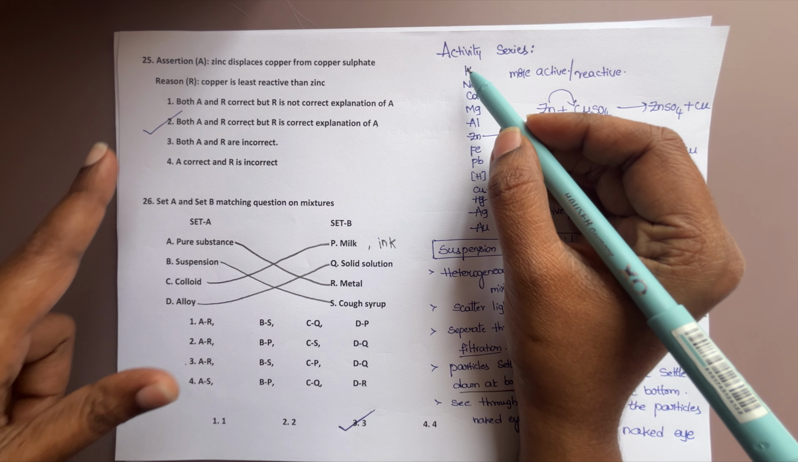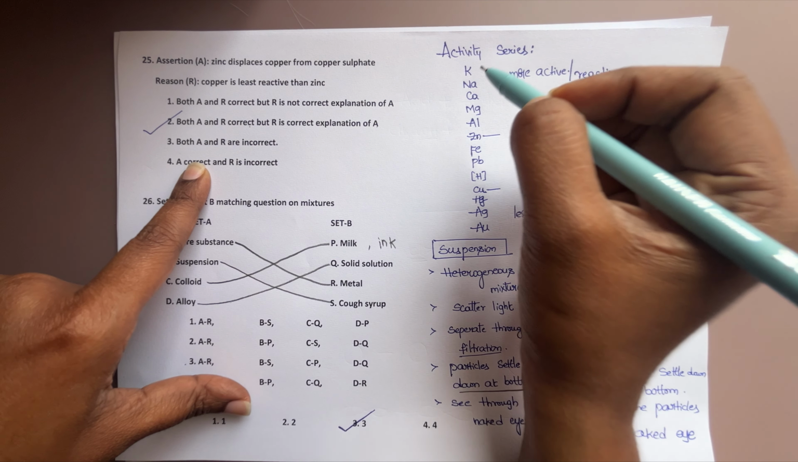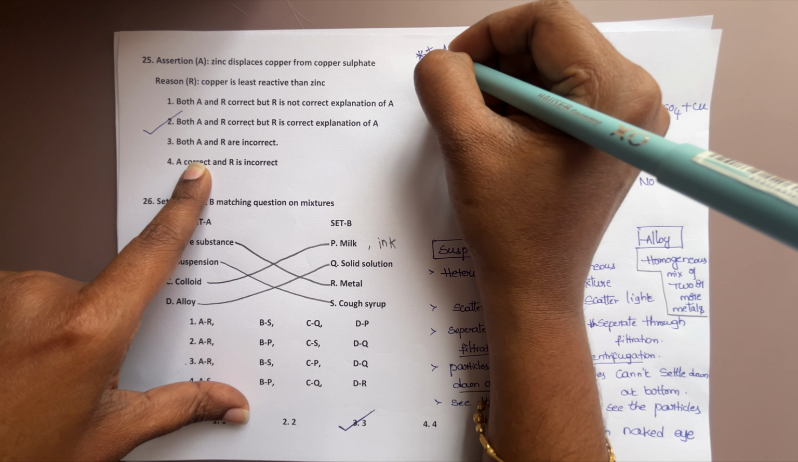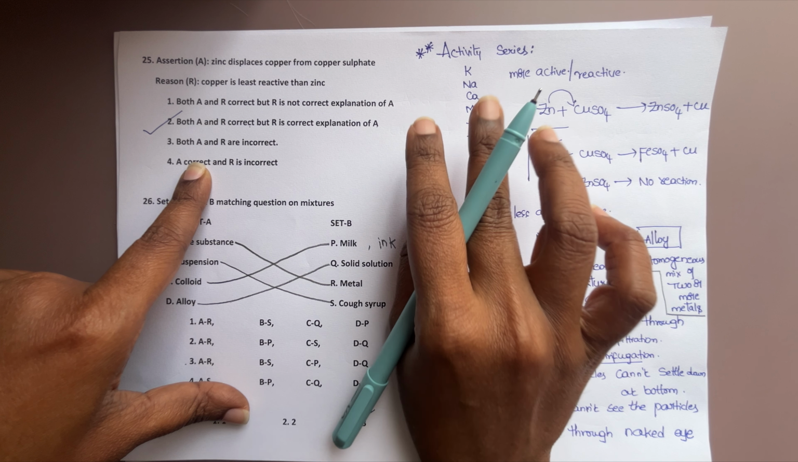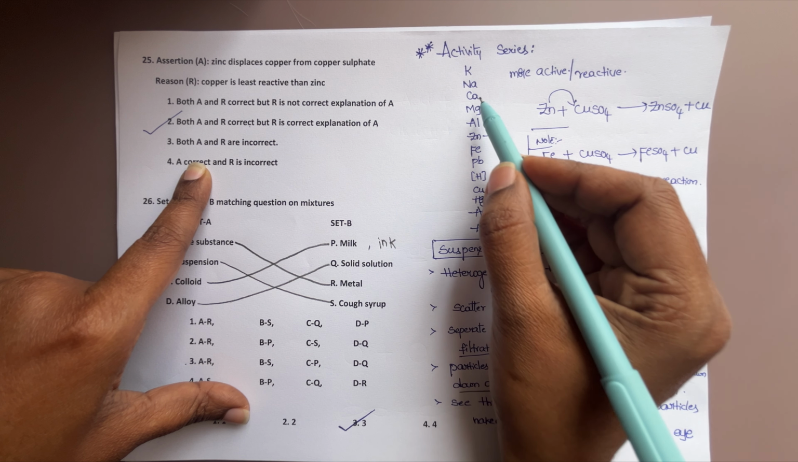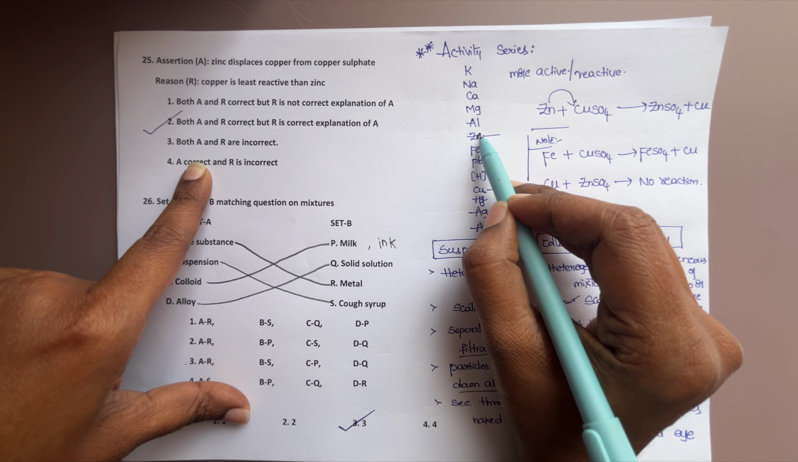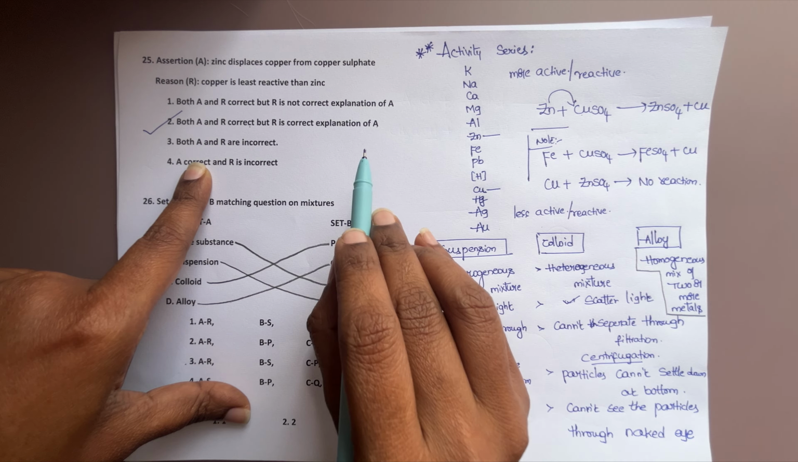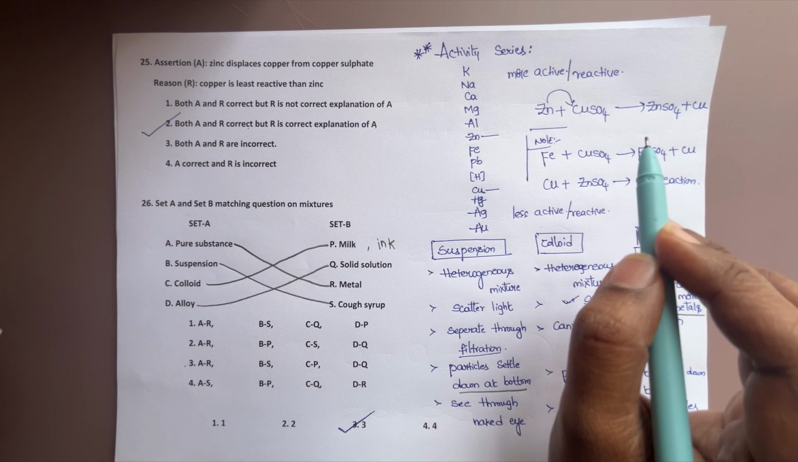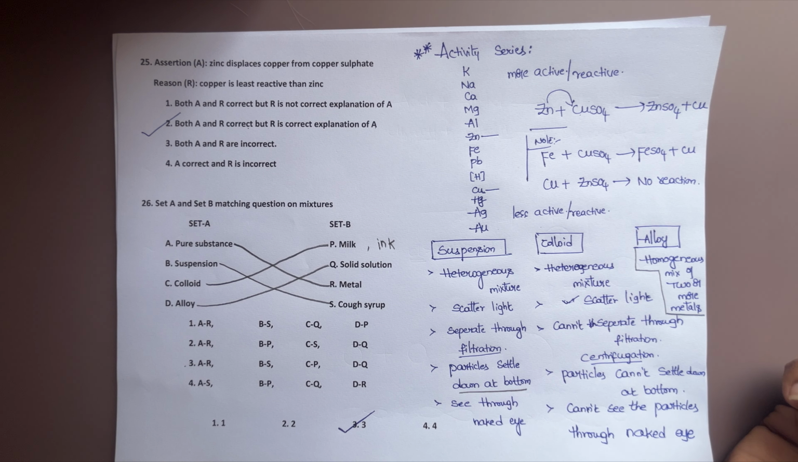But this activity series, these type of questions are compulsorily coming. If you just remember this activity series, it is very, very easy to answer any question. For a combination of two metals, you have to see which one is present above and which one is present below. Then the metal which is present above replaces the metal below, because it is more reactive. Likewise, you can easily answer the question. This question is very, very important. Remaining questions we will see in the next class.